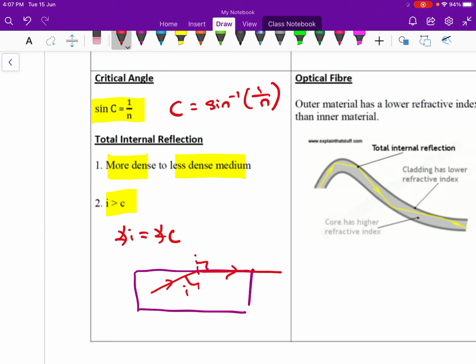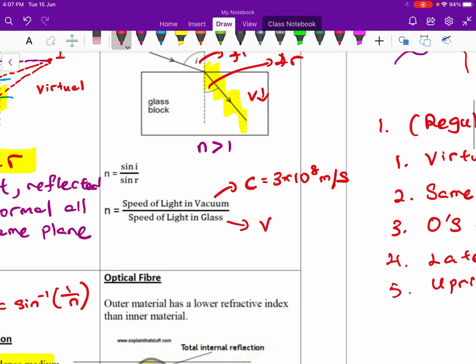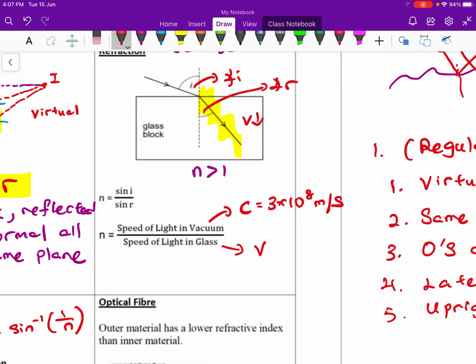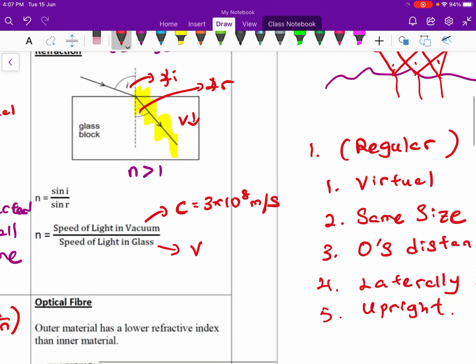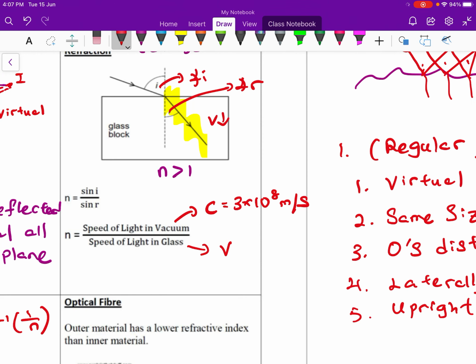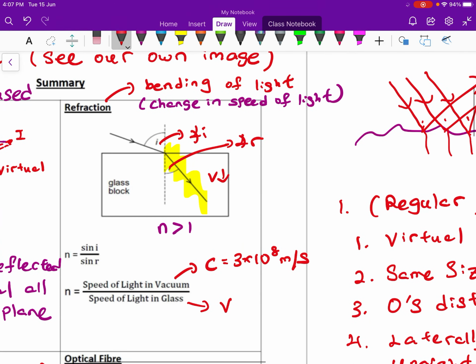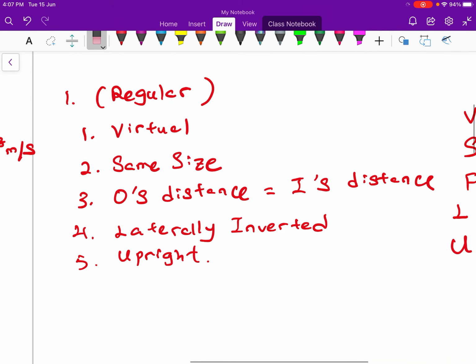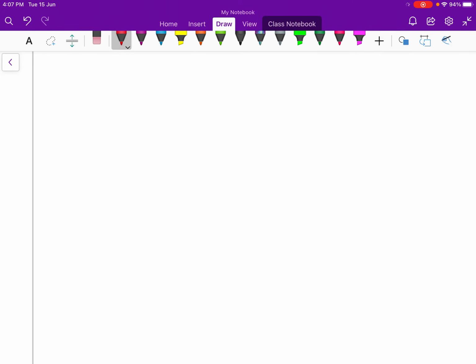Actually, the critical angle is derived from our n equals sine I over sine R. Let me show you how to derive it. First of all, we must know that for the angle of incidence, they are referring to the angle that is in the less dense medium. So they define that the angle of incidence is actually in the less dense medium.